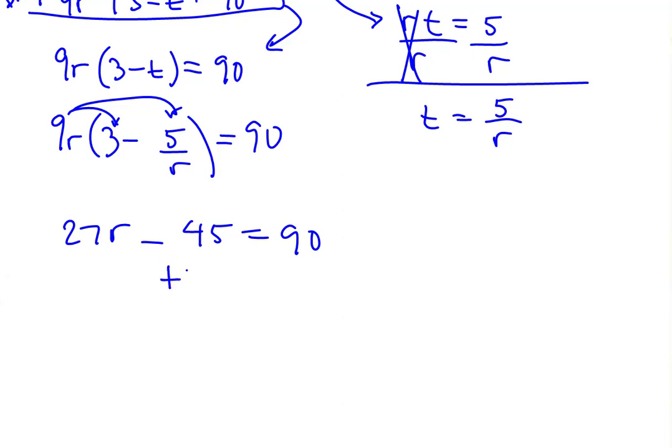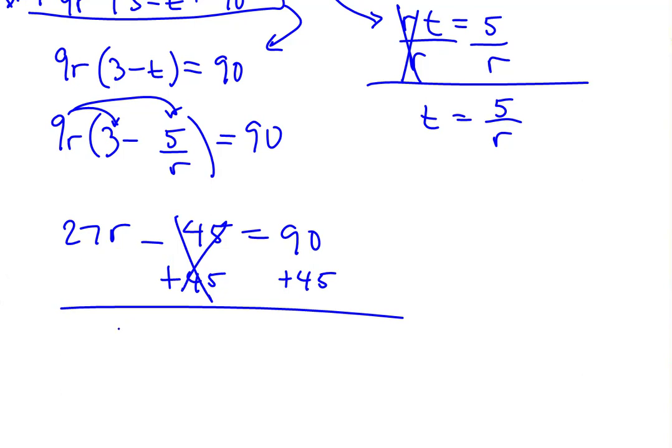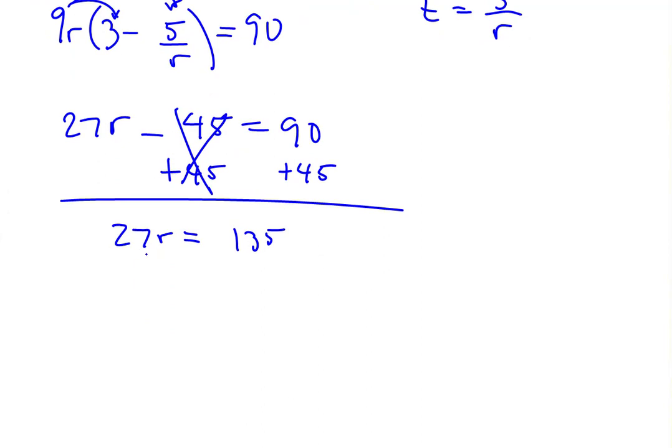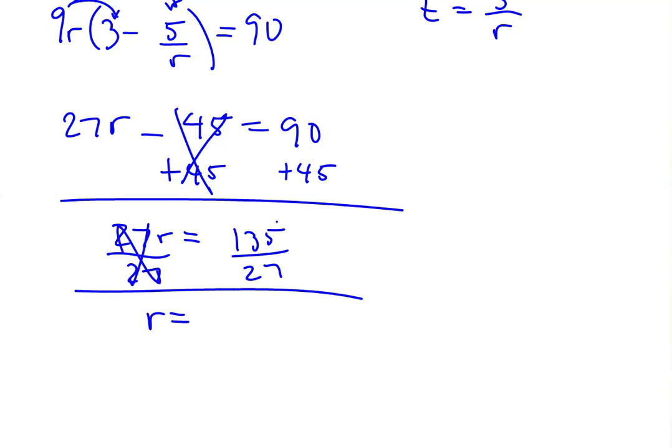And if we add 45 to both sides, just working on solving this equation for its only variable, which is now r, we get 27r equals 90 plus 45 would be 135. And if we finish that up by dividing by 27 on both sides, then we get lowercase r equals 135 divided by 27 is 5.